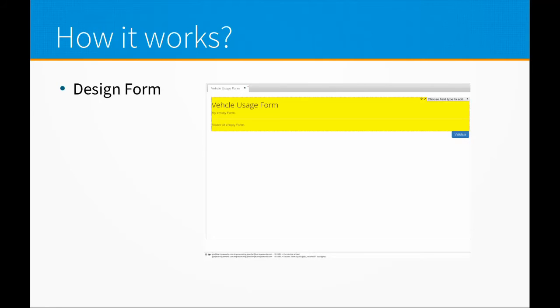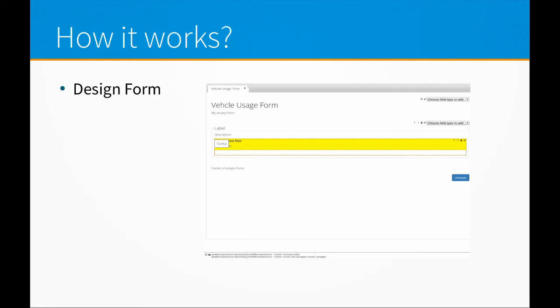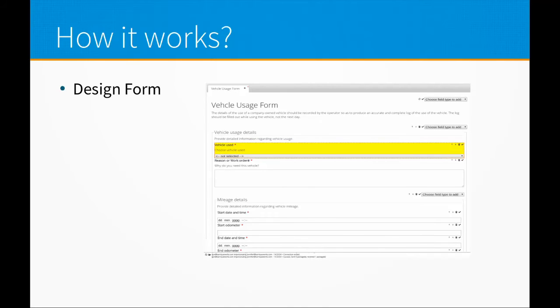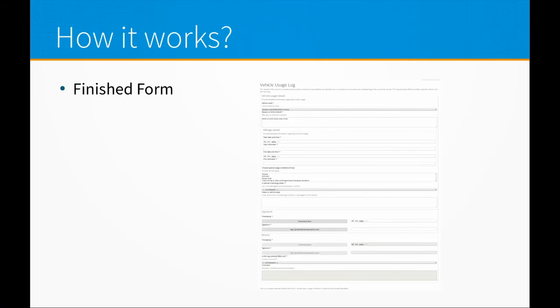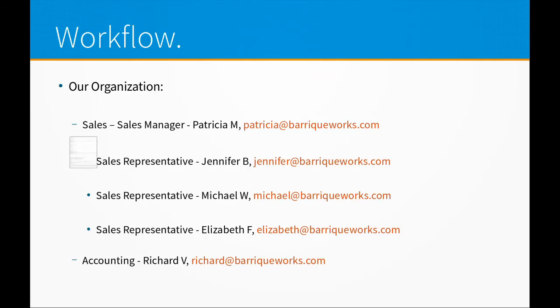The first step will be to design a form for car usage. We create a new form. Add some controls to our form. In the end we create a complete form. Users can specify car, reason, mileage, time, and duration and signature, and we created a special part for Patricia where she can approve it and sign it. We said that Jennifer, Michael, and Elizabeth can use cars, so we publish the empty form to them.